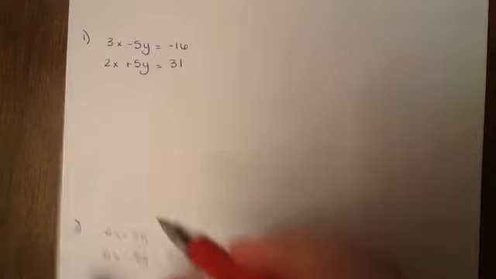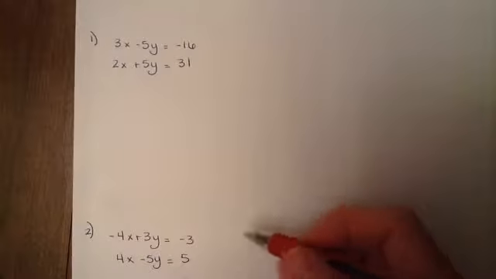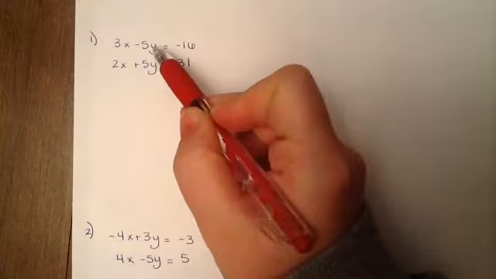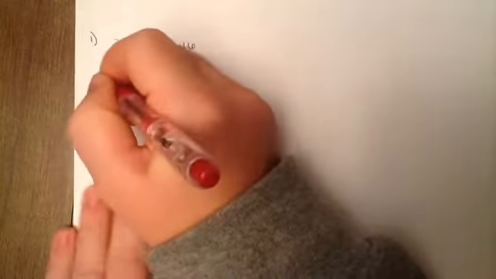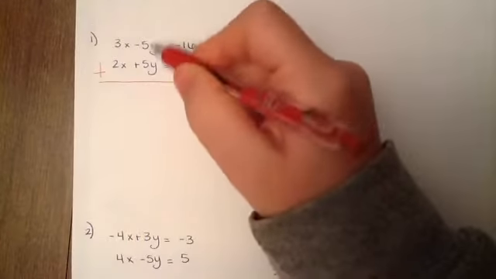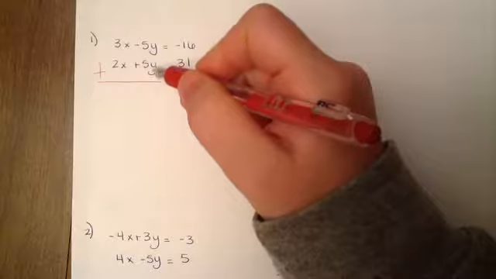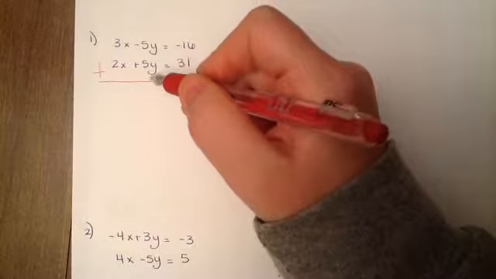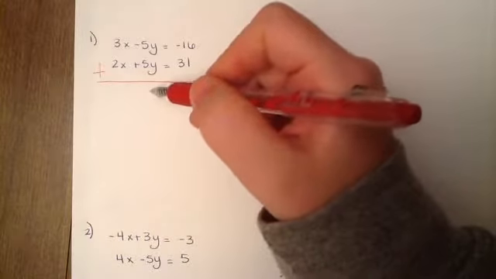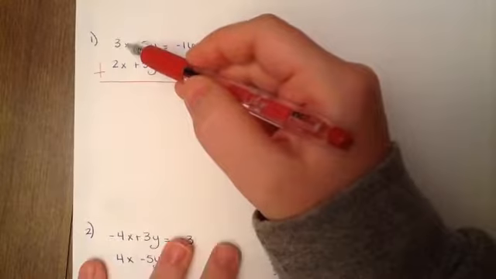What variable is opposite? The y's. What do you know when you add these? Make one big addition problem. If I add the y's, what's going to happen? Negative 5 plus 5 will cancel, and that's what we want. So go ahead, we're going to add the pieces that match.